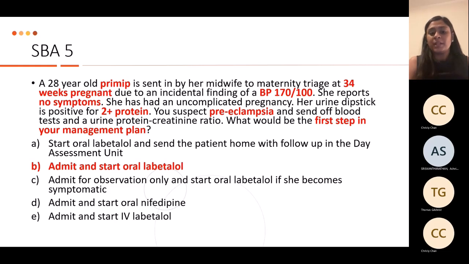So she's asymptomatic. And she does have evidence of protein in her urine, even if we don't have a formal urine PCR or urine protein creatinine ratio. So the first step in the management plan really is to admit this lady and start oral labetalol, because you've already started taking bloods. So realistically, we want to start some treatment for her. The reason you would admit is because you want to make sure that the medication is working for her. And so generally speaking, we tend to admit these women on the offset and on the first presentation.